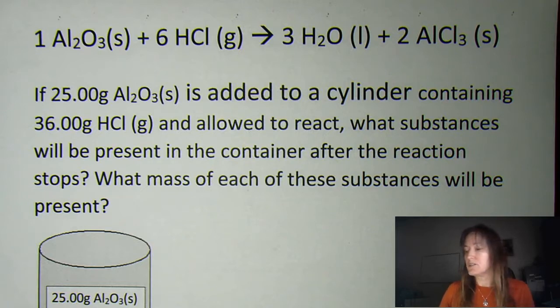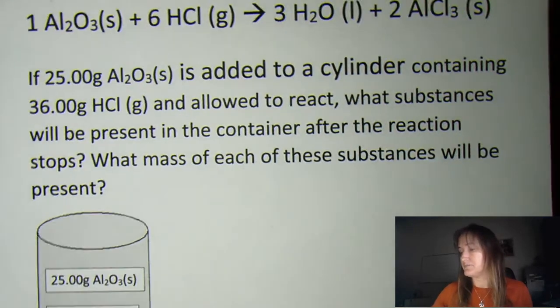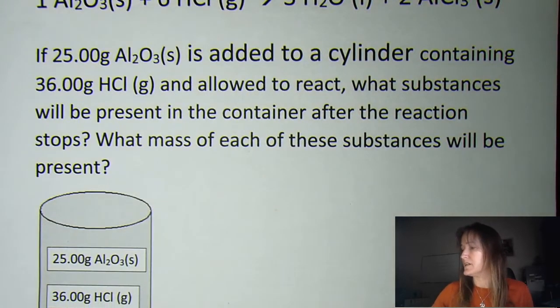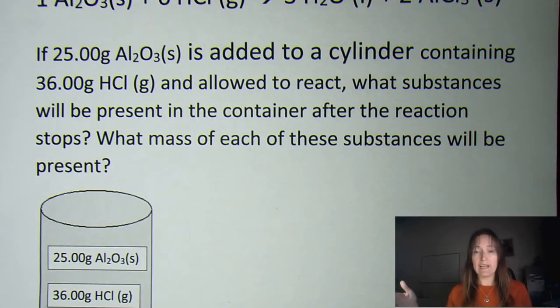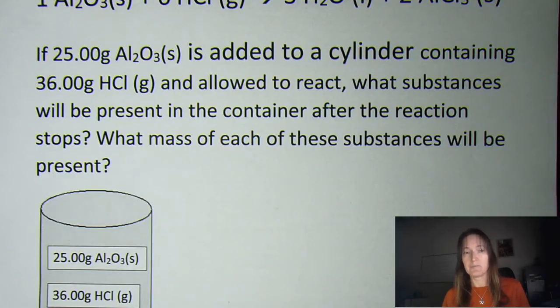When it's balanced, you'll see that for every 1 mole of aluminum oxide, you need 6 moles of hydrogen chloride gas, and you will create 3 moles of water and 2 moles of aluminum chloride. This is just the stoichiometric ratio. These aren't actual amounts. So if we have a specific scenario, it would involve us measuring out each of our reactants so that they can actually react together and create the products.